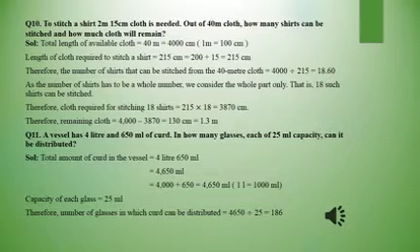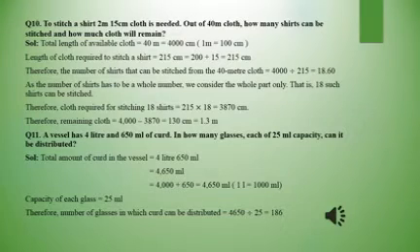Out of 40 meter cloth, how many shirts can be stitched and how much cloth will remain? So what do we do? First, let me explain the question. The question states that we have a total cloth of 40 meter length and we have to stitch shirts, and each shirt uses cloth of 2 meter 15 centimeter. We have to find how many such shirts can be stitched using our whole 40 meter cloth.